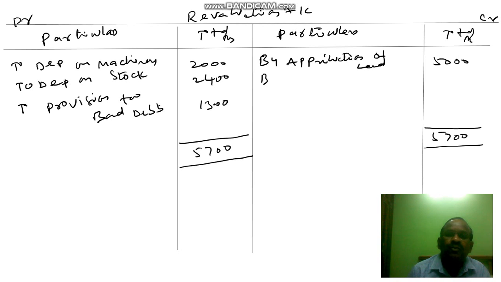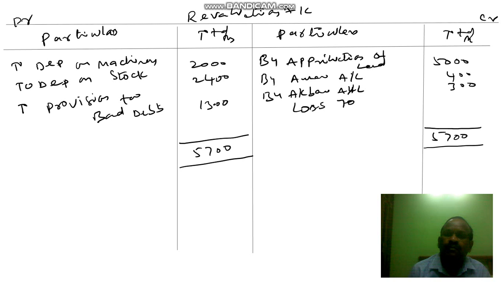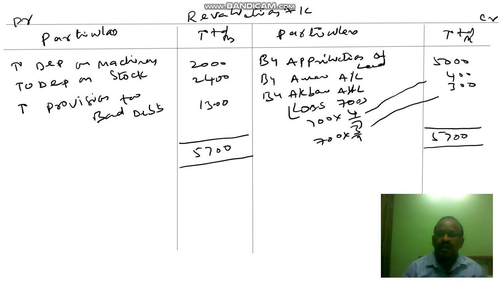That amount will be distributed to the Amar account and Akbar account. So 400 and 300. The total loss is 700. 700 into 4/7 and 700 into 3/7. So this is the 400, this is the 700. This is the revaluation account.